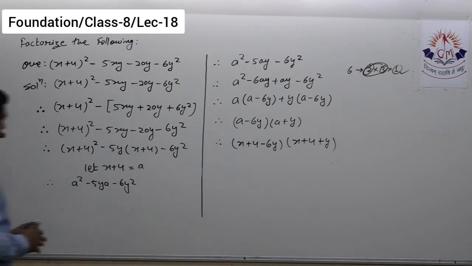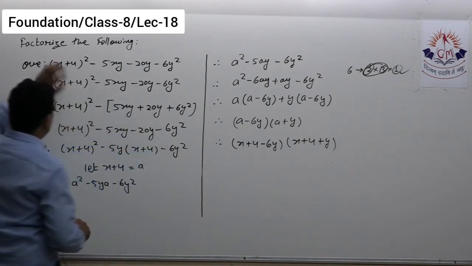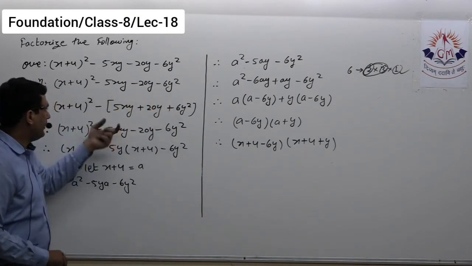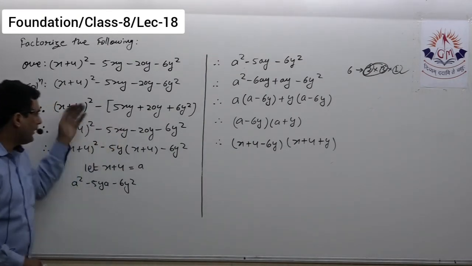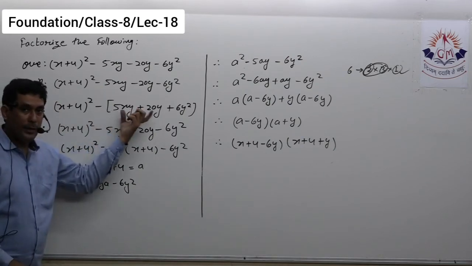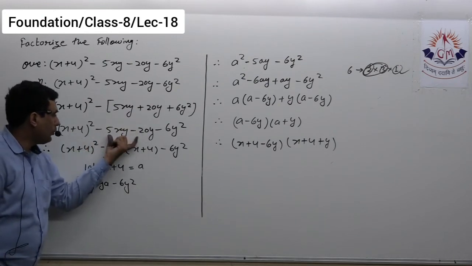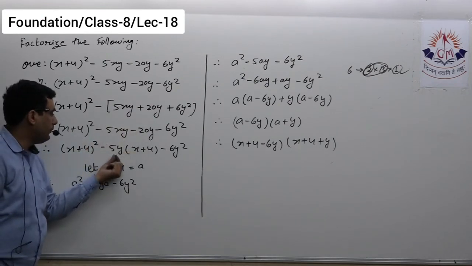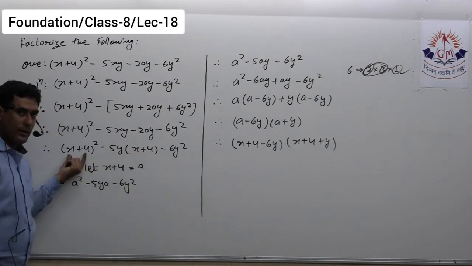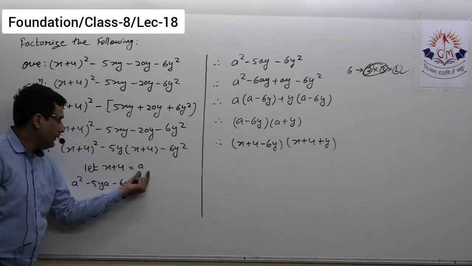Okay, so again, before I move to the next question, let me explain this once again. See, here x plus 4 whole square minus 5xy minus 20y minus 6y square. Here actually this term was not that much required. At that time I was trying to make it a complete square, but it was not possible to make it a complete square. So I took minus 5y common from the first two. That gives me x plus 4 in the bracket, and x plus 4 we have over here as well. So I replaced this x plus 4 by a different variable, that is a.